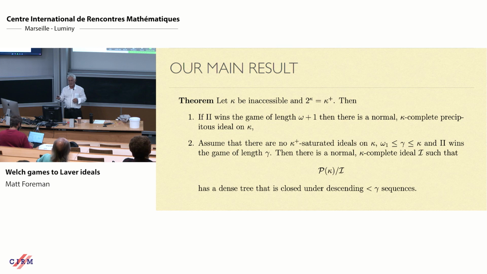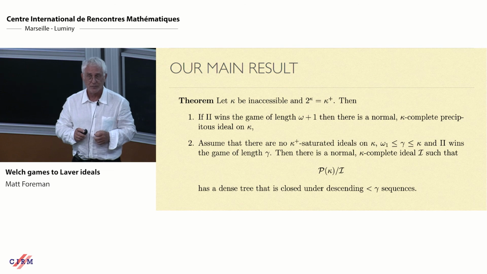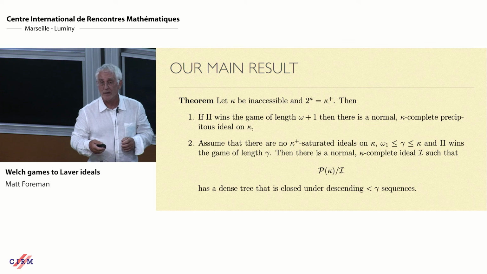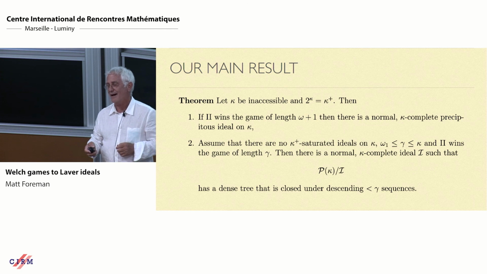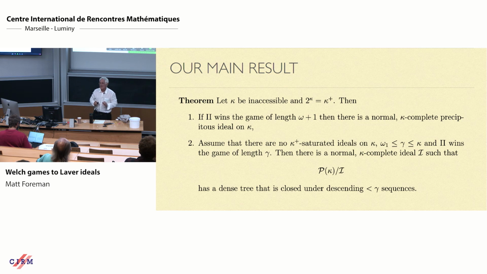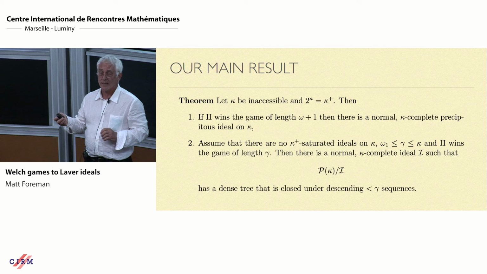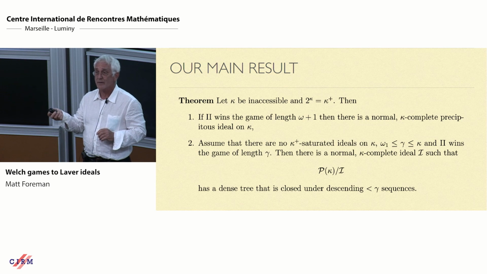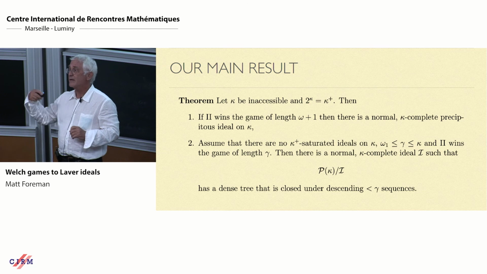So a little more work. Now, our main result is that if kappa is inaccessible and 2 to the kappa is kappa plus, then if player 2 wins the game of length omega plus 1, then there is a normal kappa-complete precipitous ideal on kappa. Okay? So if you can even go of length omega plus 1, in fact, if you go omega plus a half, I'm not going to say what that means, but just a little bit beyond, then there in fact is a precipitous ideal. So the Nielsen-Welch result got an inner model with a measurable cardinal, but this is a stronger result because we get a precipitous ideal, which then gives an inner model with a measurable cardinal.